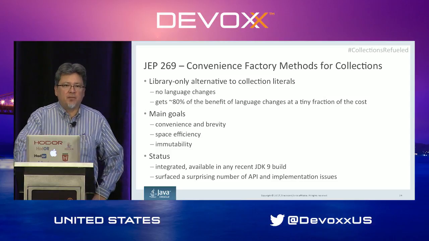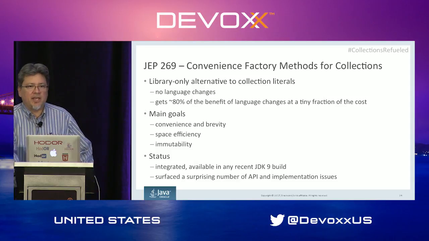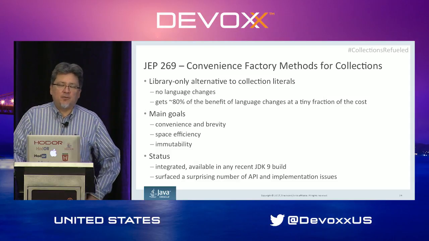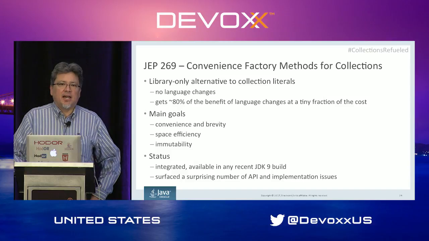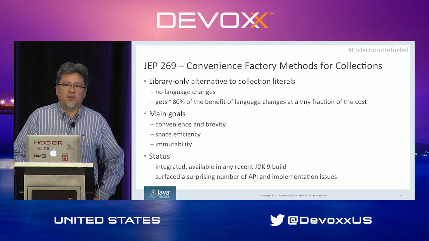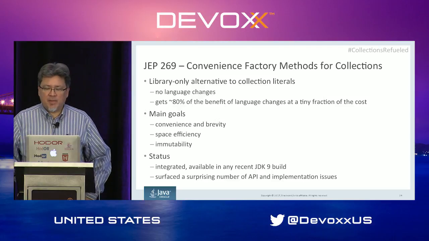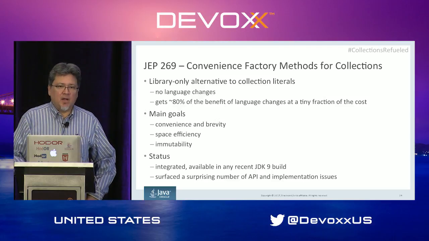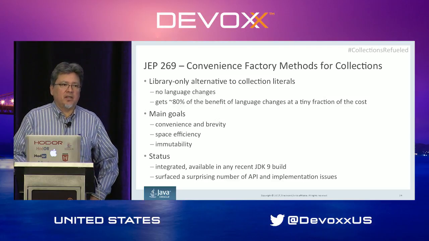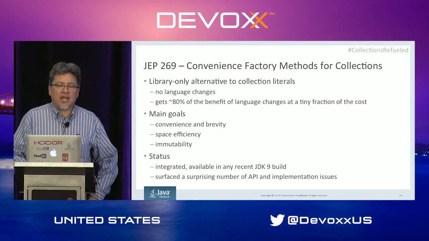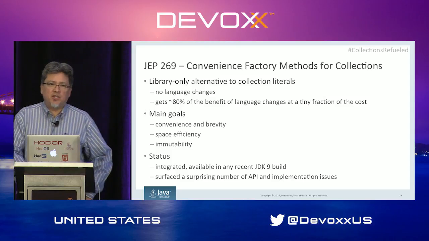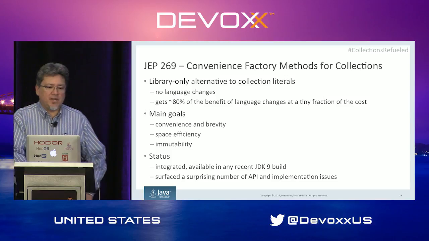But we wanted them to be space efficient. You can gain some space efficiency if you have an immutable collection. Since it doesn't need to be modified, you can pack things in a different way and save a lot of space. And also, the collections instances returned are actually immutable, which is kind of a new thing in the JDK.